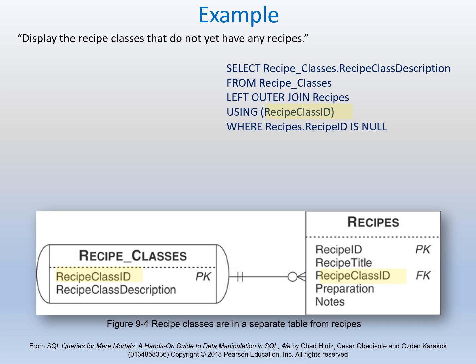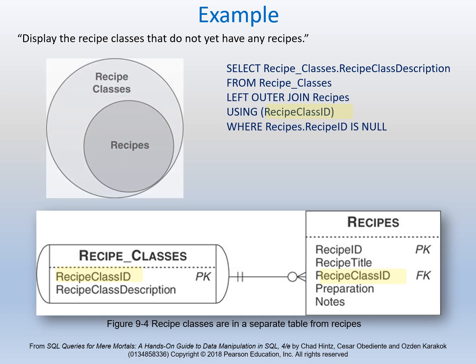Notice the using clause. We were introduced to the using clause in the previous chapter when we learned about inner joins. Recall, we can use the using clause in a select statement when our tables have the same spelling of the column that we are going to use to link the two tables. In this case, recipe classes has the column recipe class ID, and so does the table recipes.